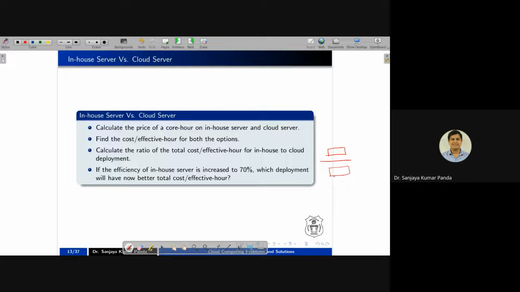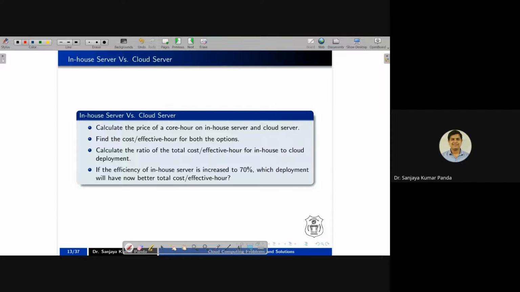While you are finding the ratio, it may be 1 is to something or something is to 1. That way we can calculate the ratio. Otherwise it is a division, so you have to show both parts. Let's say it is coming 3 is to 1. Then you can say that on the in-house server you are spending 3 INR, whereas in the cloud case you are spending only 1 INR. If it is 1 is to 3, then I can say that if on the in-house server you are spending 1 rupee, then on cloud infrastructure you are spending 3 rupees. So that calculation you have to do.